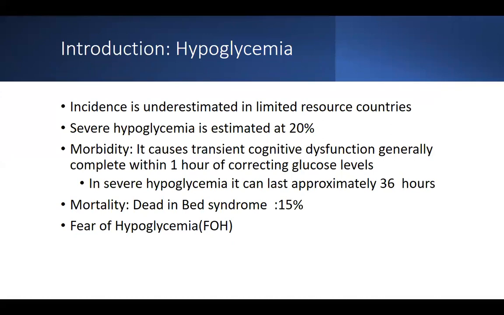However, we do believe that severe hypoglycemia is actually very common in our setting, and we can estimate it to be around 20%. When you think about the morbidity, it's usually transient, and that's what most of our patients or guardians are concerned about. If you actually manage it, and it is just a hypoglycemia, not severe hypoglycemia, where you clinically important hypoglycemia, it actually lasts for 36 hours, but thereafter actually resolves.